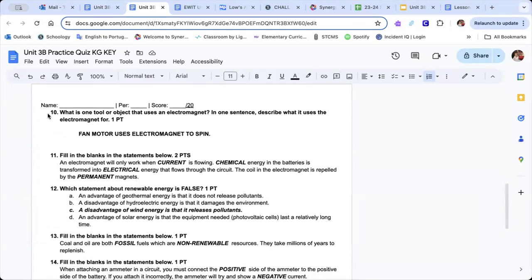Question 10, what is one tool or object that uses an electromagnet? In one sentence, describe what it uses the electromagnet for. Fan motor uses electromagnet to spin. That was our whole lab that we did on Monday and Tuesday.